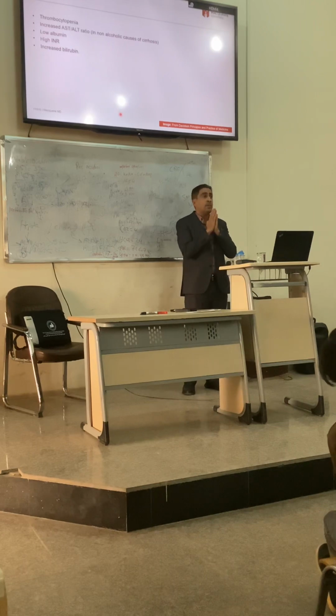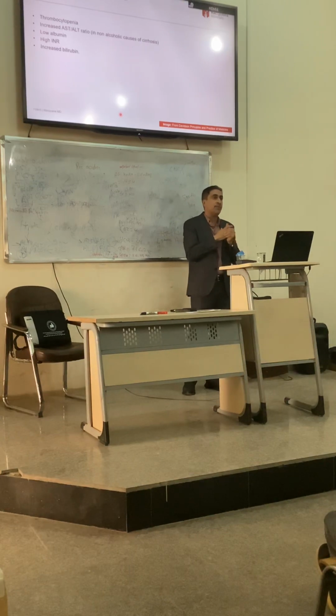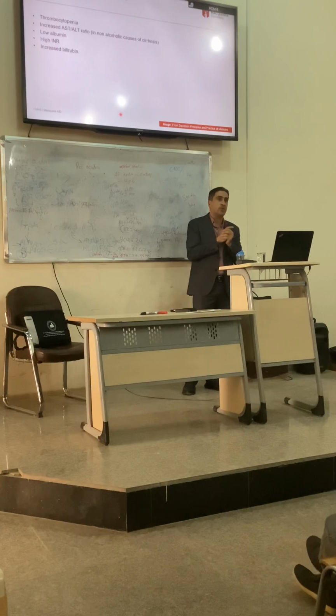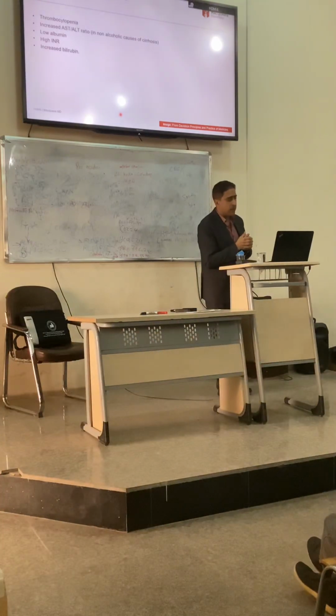So remember, I need you to understand these words. Thrombocytopenia: you can catch it on a CBC with low platelets. When you see low platelets, you have a suspicion this patient might have cirrhosis, liver cirrhosis. We need to do the other signs of biochemical work.